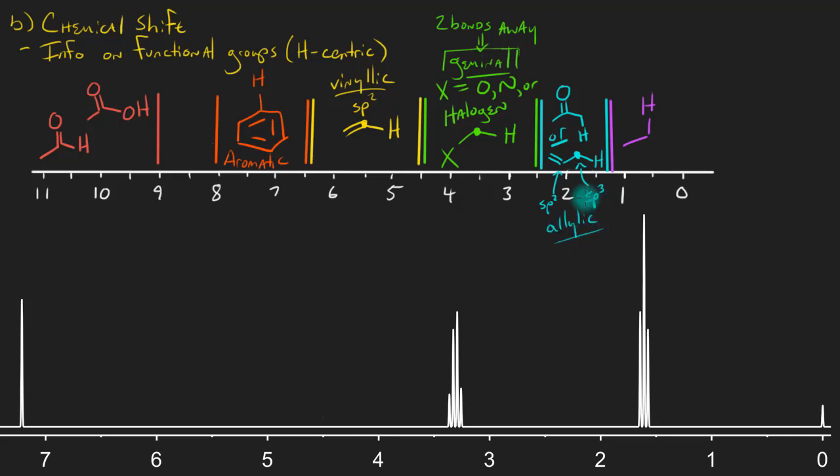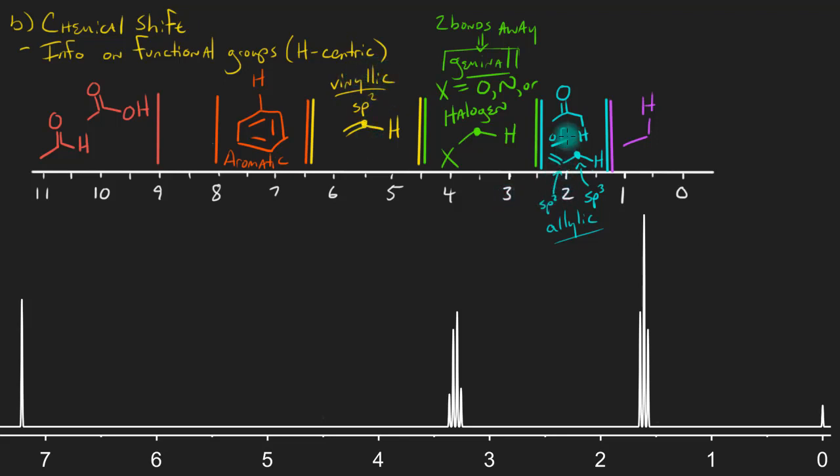So these hydrogens that are attached to the sp3, and that sp3 is attached to another alkene sp2 carbon, this type of hydrogen is going to be called an allylic hydrogen. That's the term for it. And allylic hydrogens are going to be definitely different than vinylic hydrogens. These guys are going to show up much further to the right.